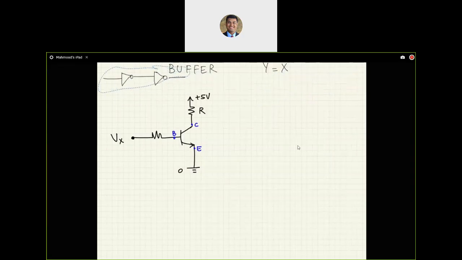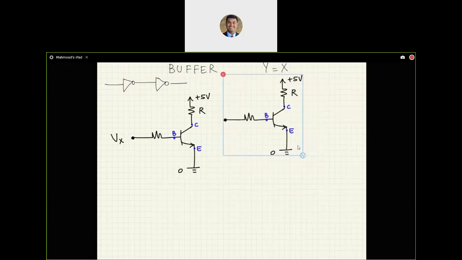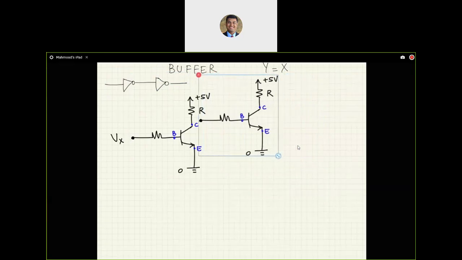So what I'm going to do is I'm going to copy this guy and paste it in such a way that I connect it there.